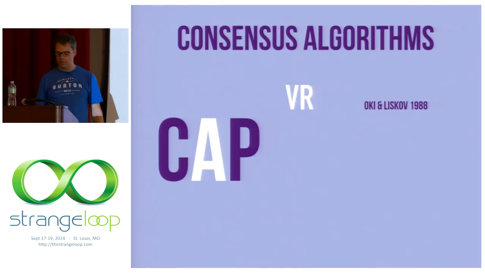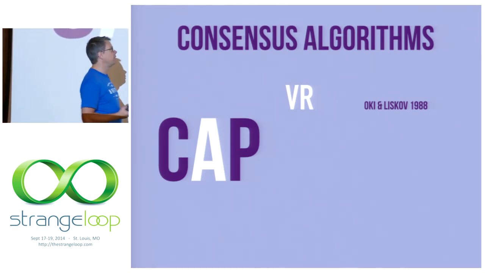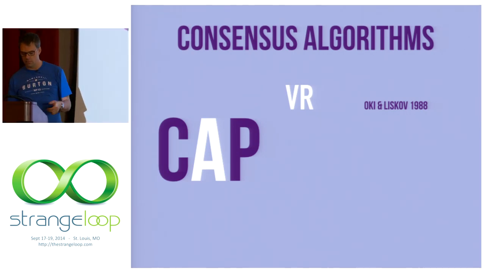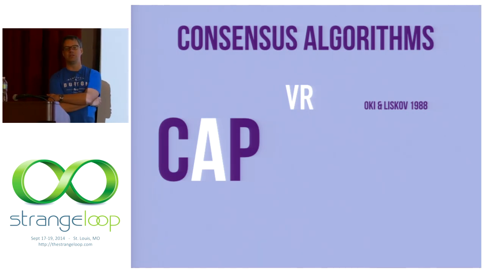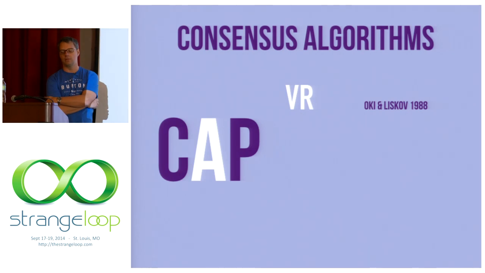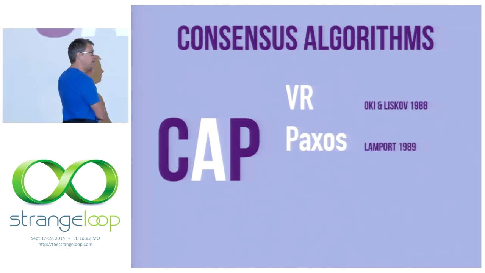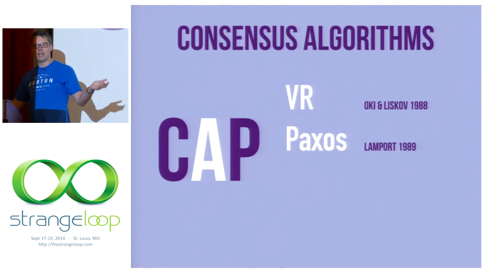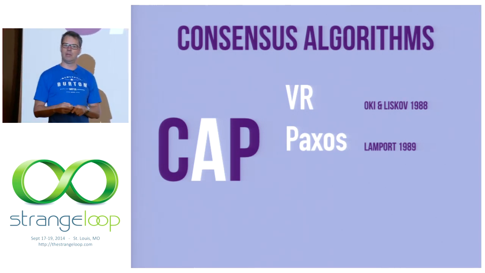And some of the interesting ones that come up in order in time was first Viewstamped Replication by Barbara Liskov and I think it was her student, Oki. It's not that well known, even though it was the first one that came out, at least in this family. And it's a lot simpler than Paxos that came out the year after. But there's still Paxos by Leslie Lamport has really been the default standard. But Paxos is extremely hard to understand, and it's also very, very hard to implement.